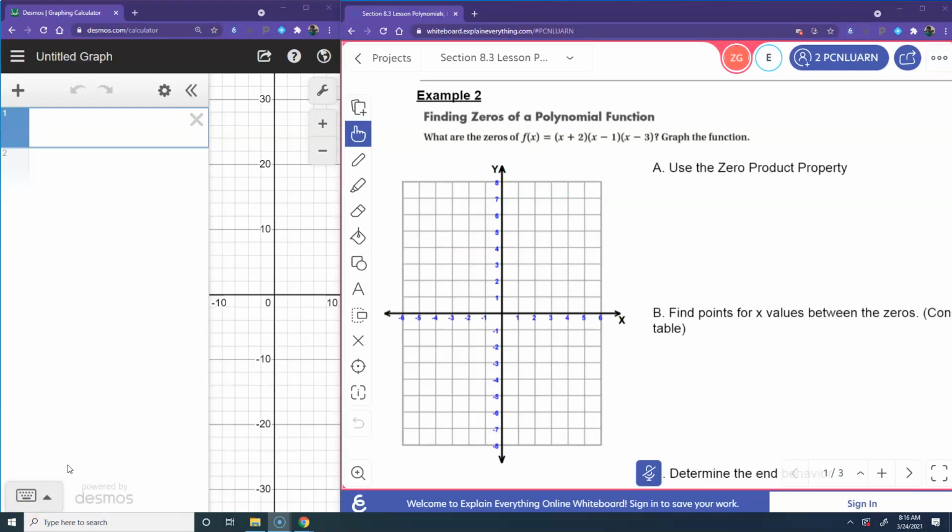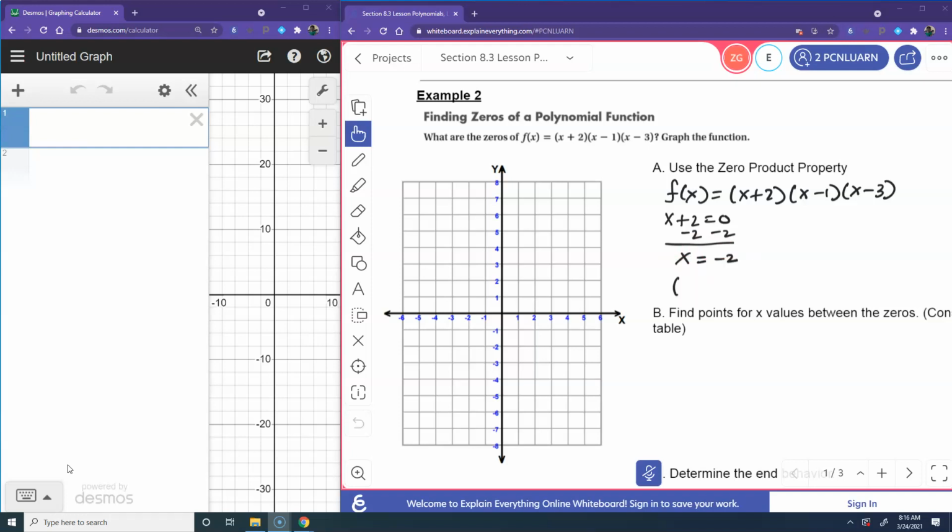So we have a polynomial. We want to find the zeros. So we're going to write down the function f of x equals x plus 2, x minus 1, x minus 3. And to find the zeros, you just have to say x plus 2 equals 0. Subtract 2. So x equals negative 2.